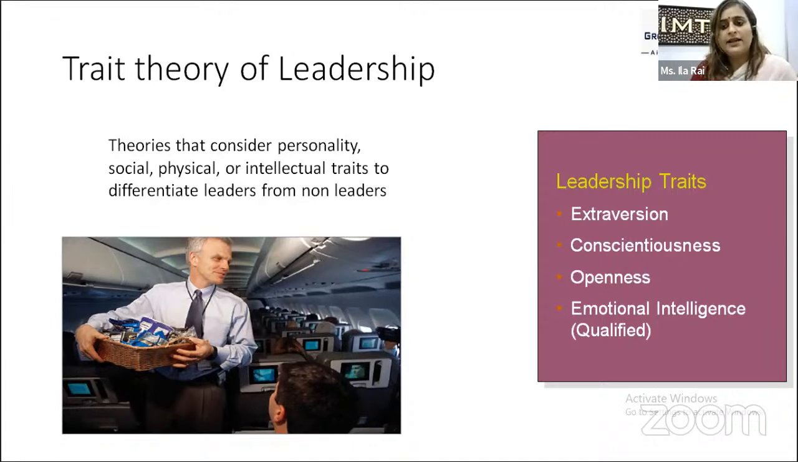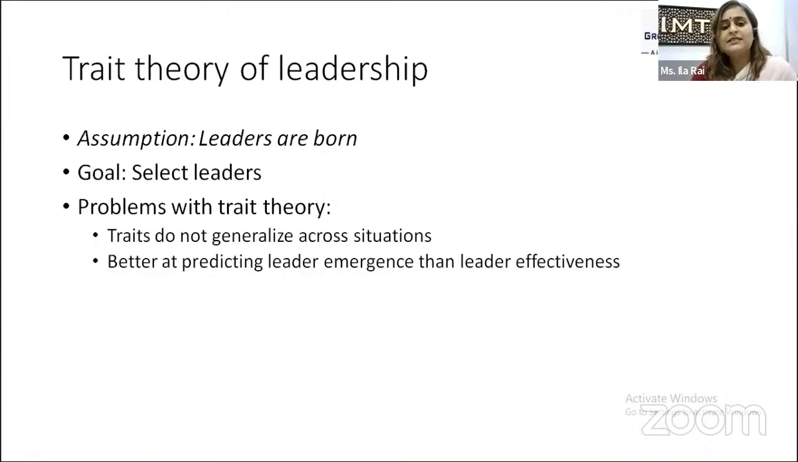A few of the traits which trait theory of leadership states that a leader should have are extroversion, openness, emotional intelligence, and conscientiousness. It works on the assumption that leaders are born. So if you are born with certain qualities, then you are destined to become a leader. It also helps managers and other people to understand who will be leaders and who will not be leaders. So among a group of 10 people, you can differentiate that A, B, C have these qualities of a leader. Therefore, they are leaders, and others don't have these traits of leadership. Therefore, they are not leaders.